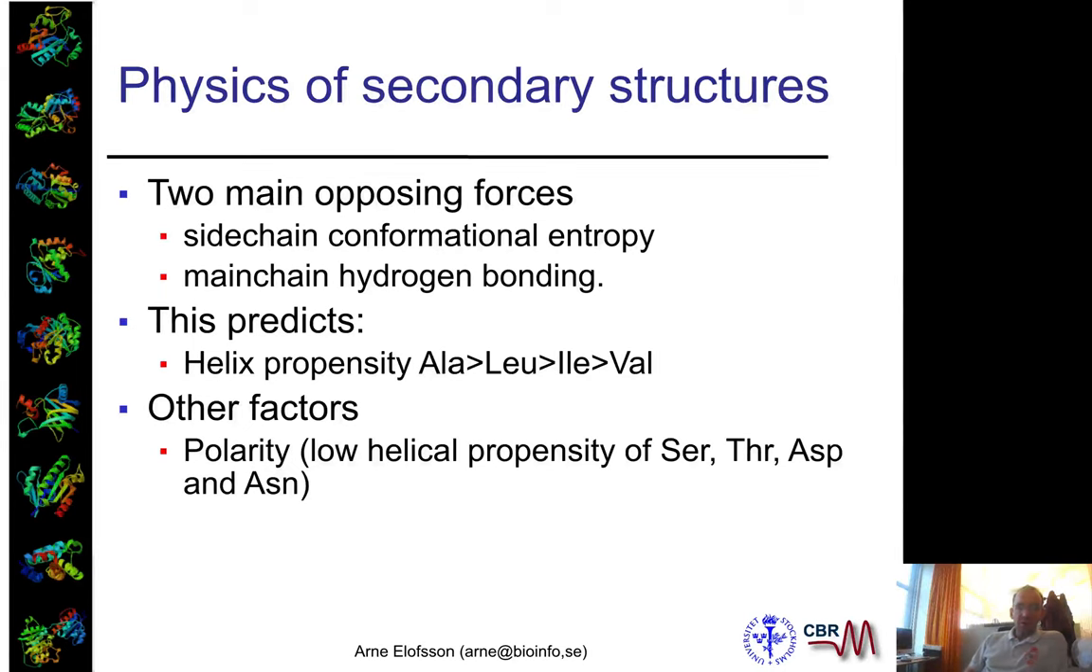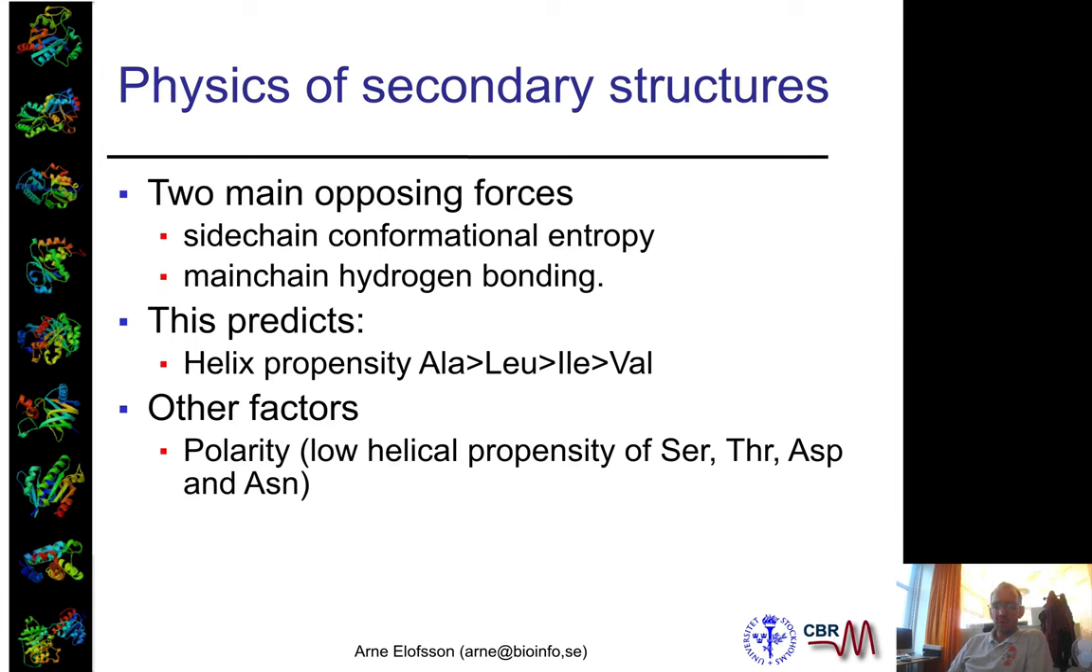So to understand secondary structure preference, you need to understand something about the physics of the secondary structure, how they're formed. In principle, you have two main forces opposing each other. One is the side chain conformational entropy, so basically you want to have as much flexibility as possible. And you have the main chain hydrogen bonding.